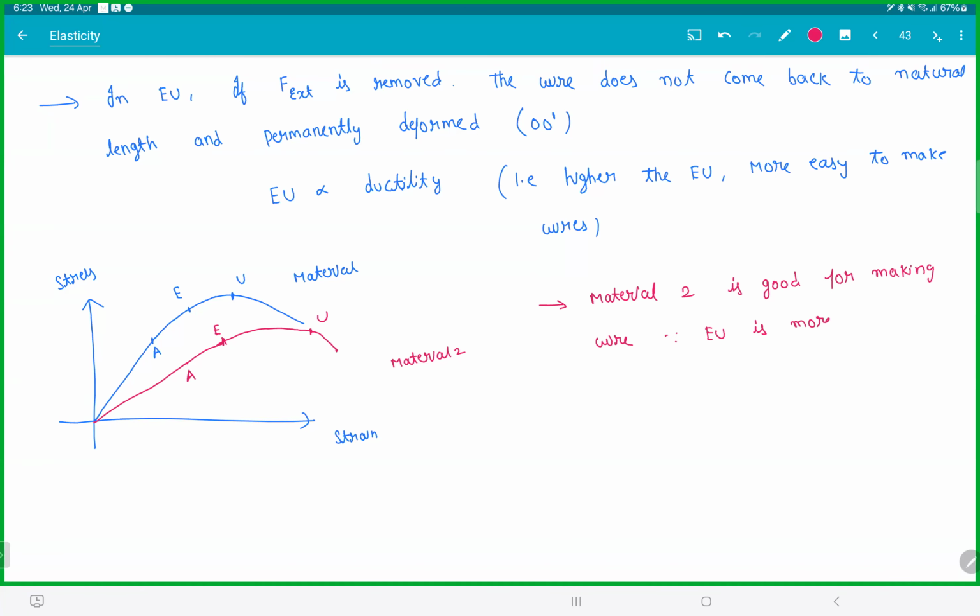Whereas for a spring, you want the spring constant to be bigger. So whoever has more slope will have a stronger spring constant. If you remember K, which is the spring constant, this is nothing but Young's modulus times A by L. So the more the slope, the more the spring constant. So the blue wire, material 1, will have a higher spring constant.